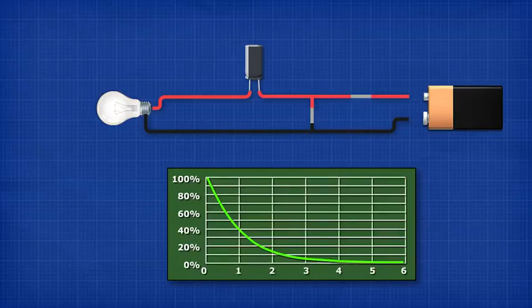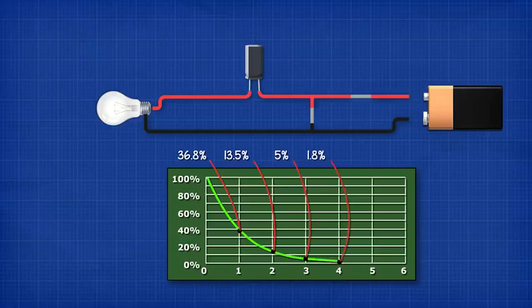At point 1, the voltage is always 36.8%. Point 2 will be 13.5%. Point 3 will be 5%. Point 4 will be 1.8%. And point 5 will be 0.7%.